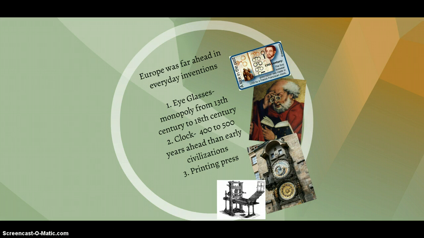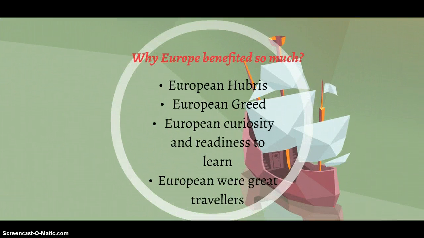Then comes the printing press. The Chinese knew about printing earlier than the Europeans, but they didn't have the alphabet which Europe had. And secondly, printing required a lot of investment and resources which the Chinese lacked. Why did Europe benefit so much? It is because of European hubris, culture and attitude, greed, curiosity, readiness to learn, and they were great travelers.